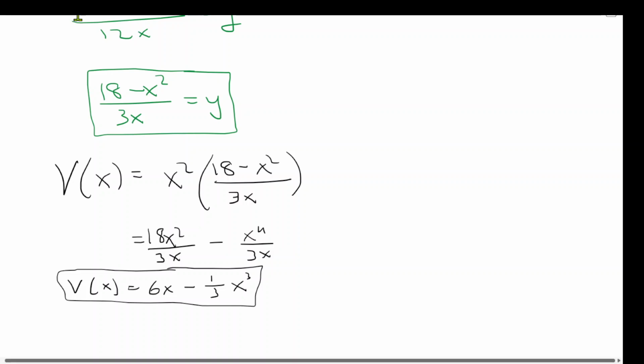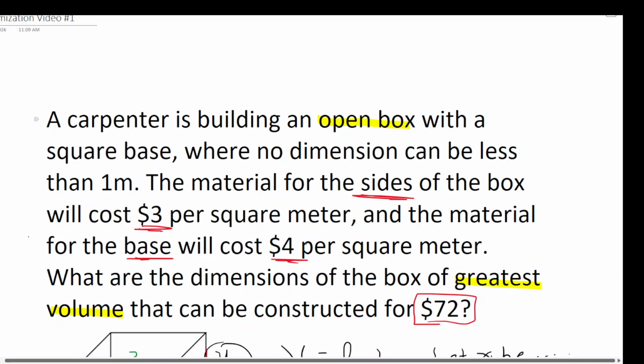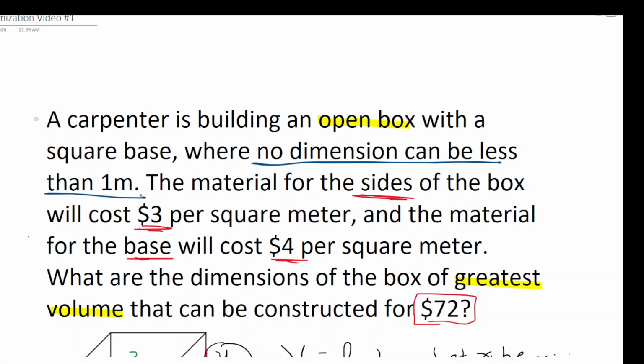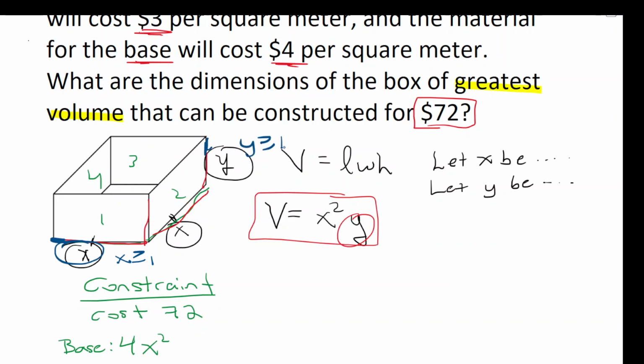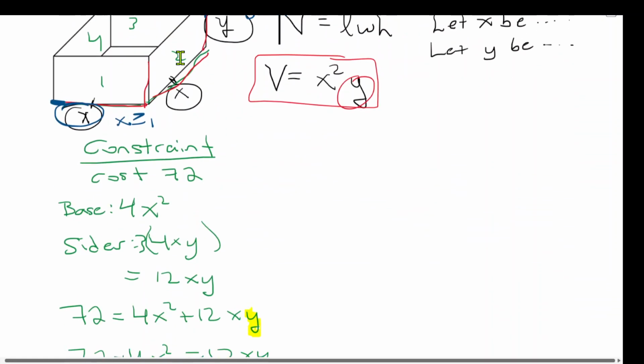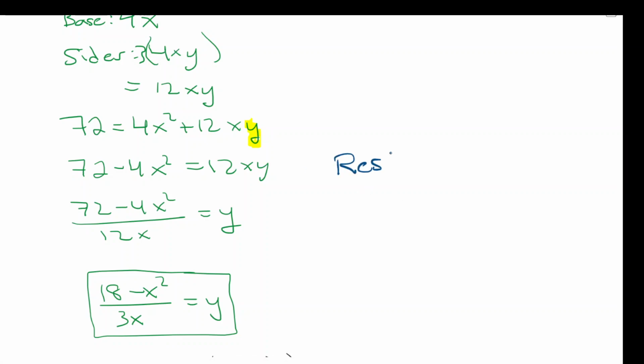But before I do that, I always like to say, okay, let's talk about restrictions. I'm told that no dimension can be less than 1 meter. So if you think about the box, that means the x value has to be greater than a meter and the y value has to be greater than a meter. But we want our restrictions to be in terms of x. So let's see how we would do that. I'll just put it here because I'm here.